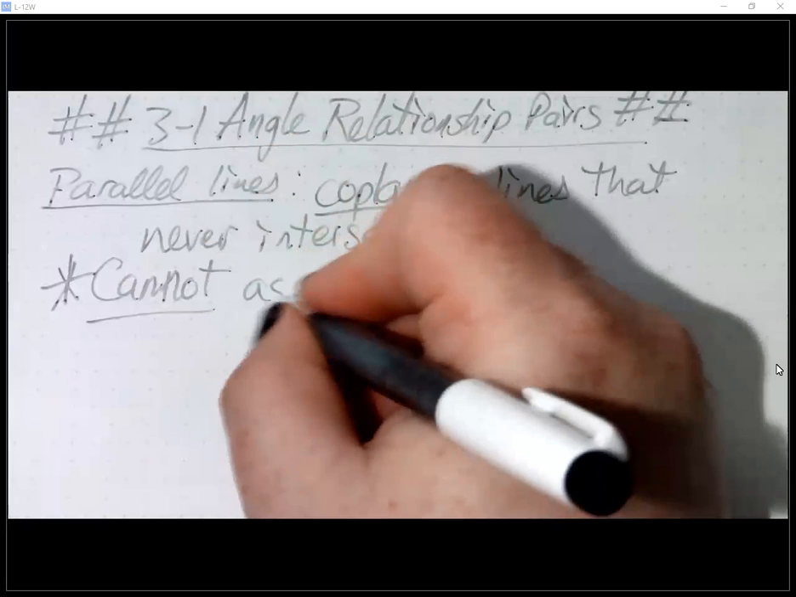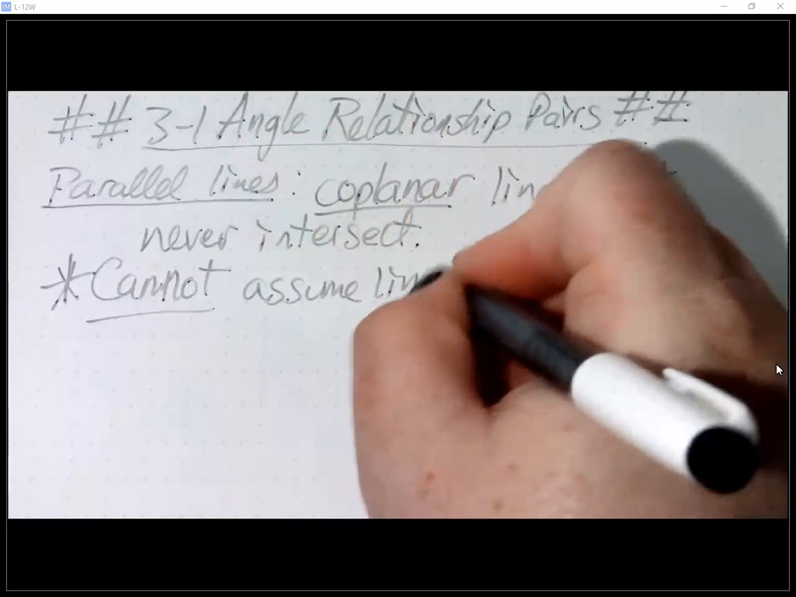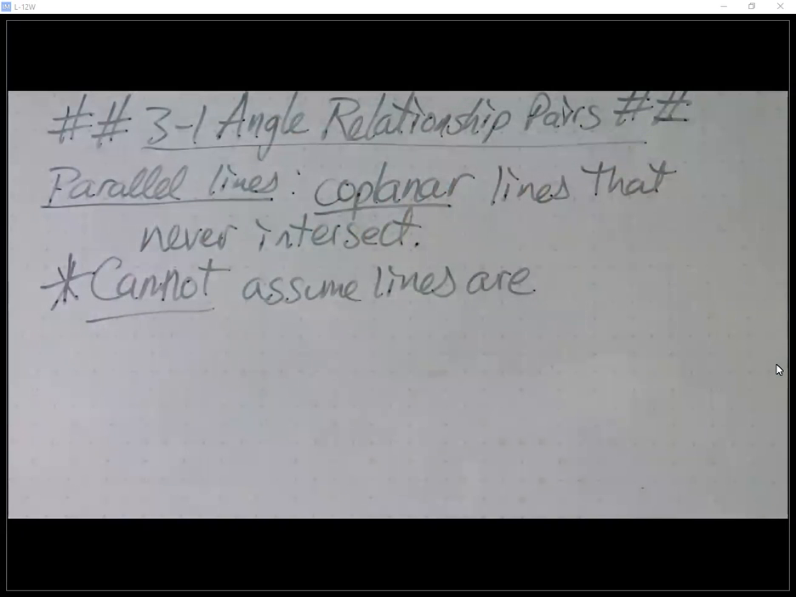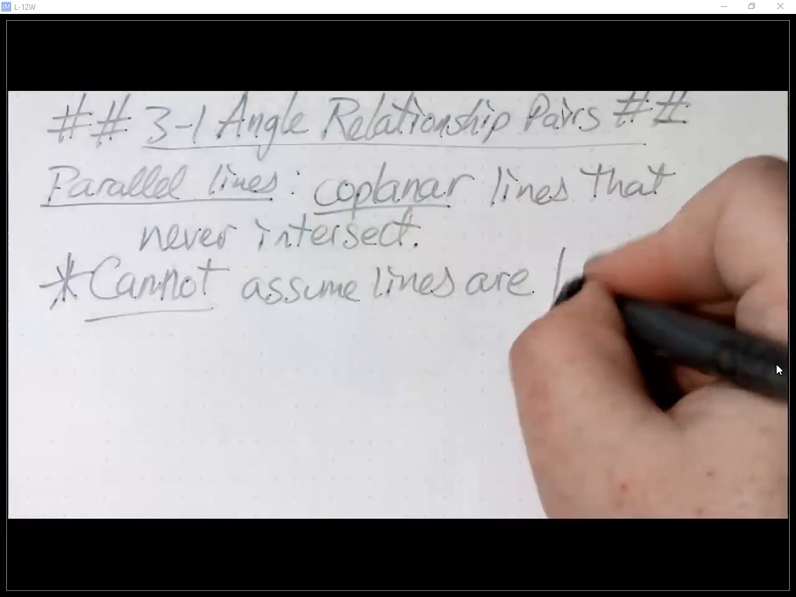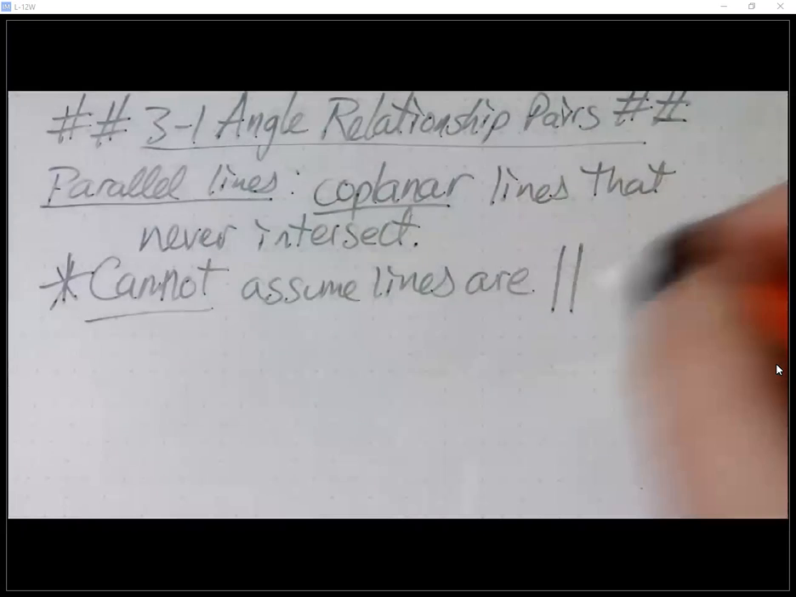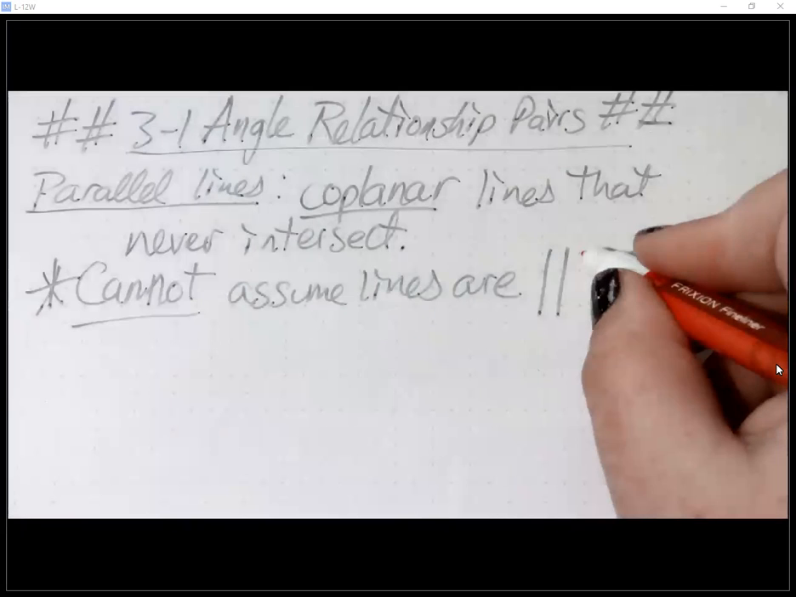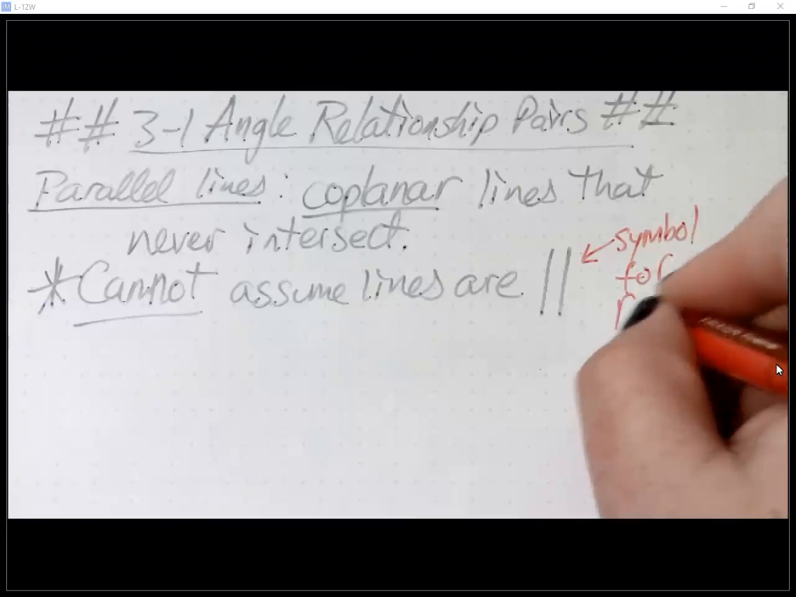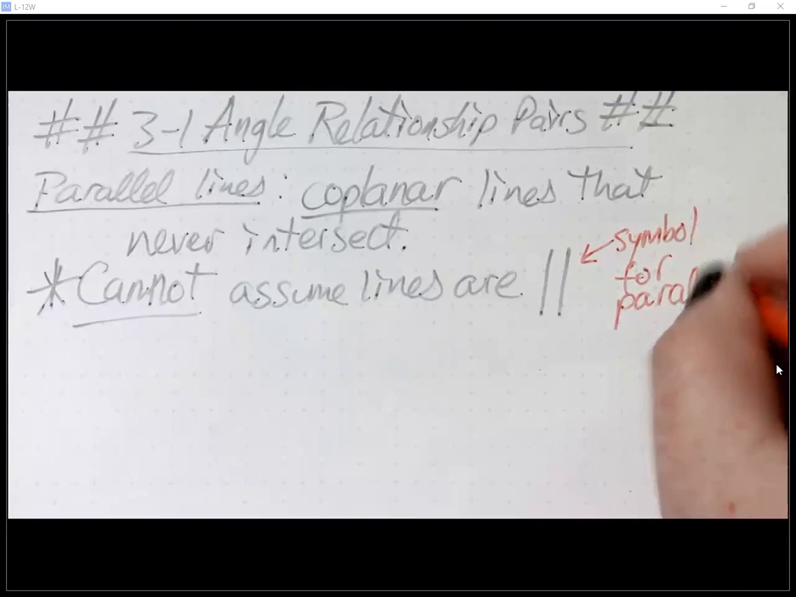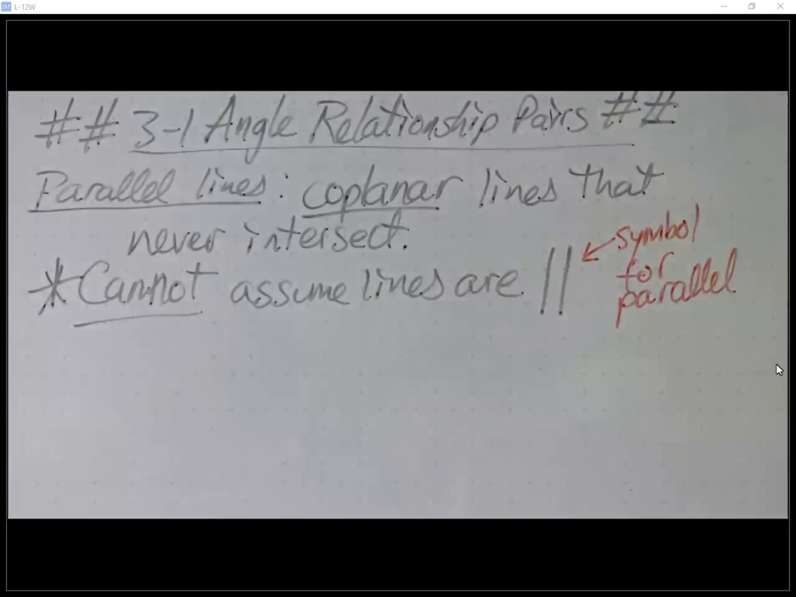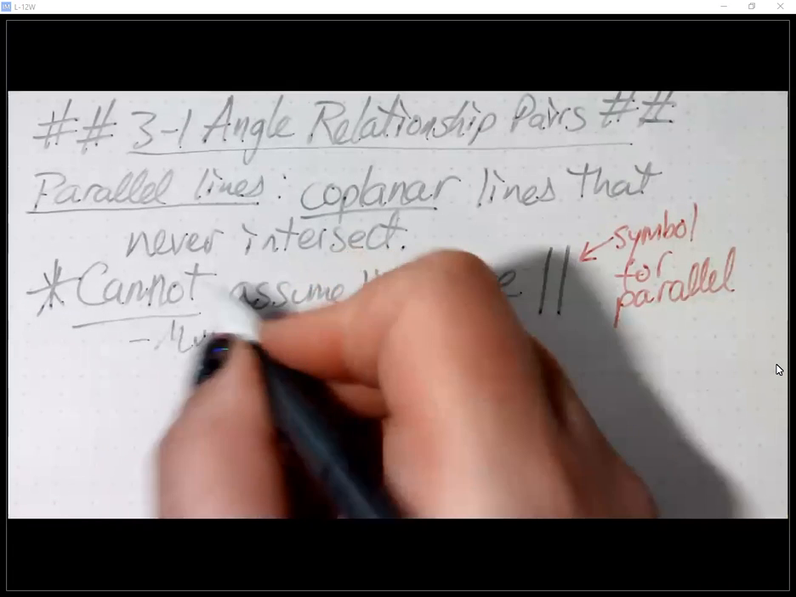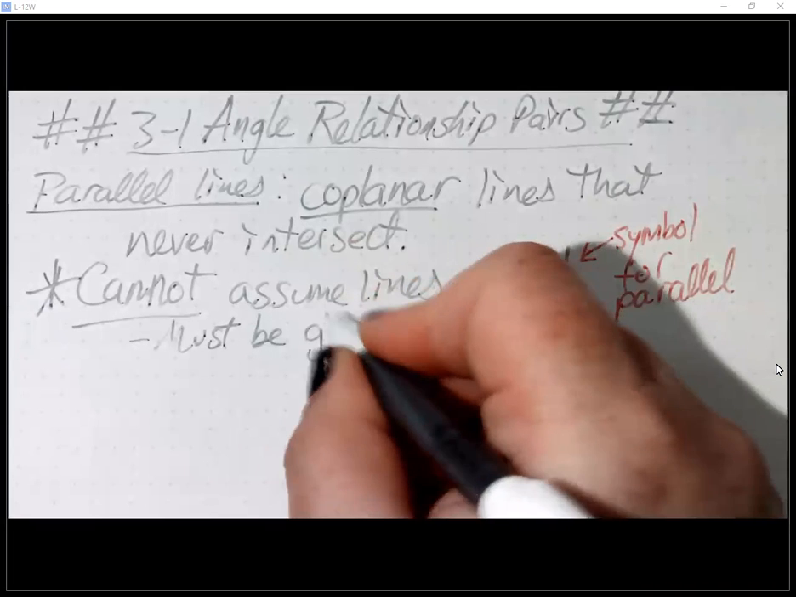So you cannot assume lines are parallel. Well, we have a symbol for parallel though, because who wants to write that word 10,000 times? It looks like a long 11. So that's literally our symbol for parallel. Cannot assume lines are parallel, must be given or able to prove.